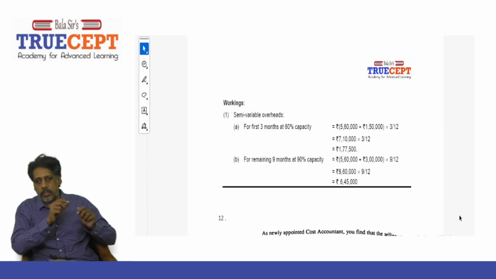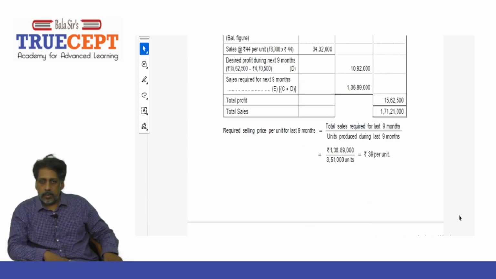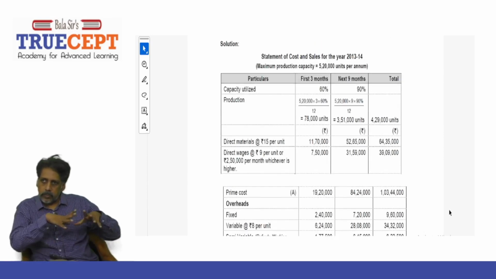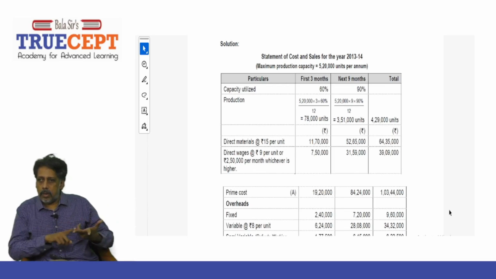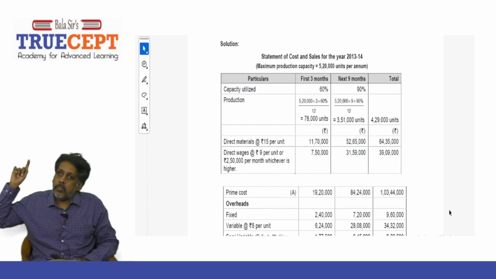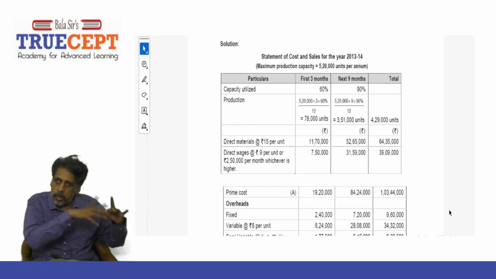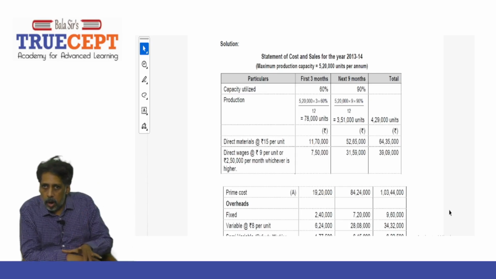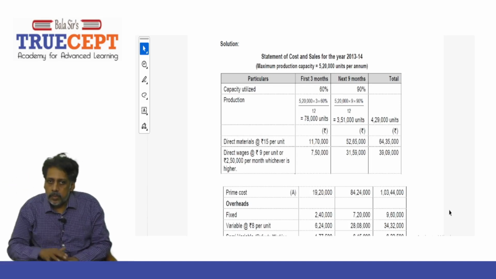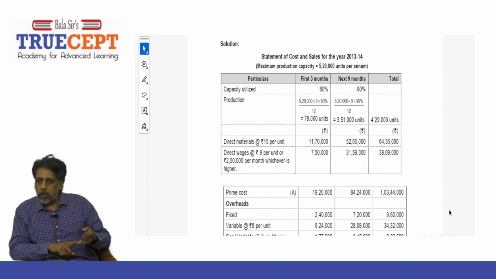So guys, you have to first make this working note and then you can start with your cost statement. Just see the chart they made. Statement of cost and profit, cost and sales for the year 2013-14. So I make a 4-column table. The column heads are particulars, first 3 months, next 9 months, total. The 3 months and 9 months are a forecast, right? Yes. 3 months already over. We are preparing the cost sheet for 3 months already over, and another 9 months yet to come. So 3 months, 9 months and total.